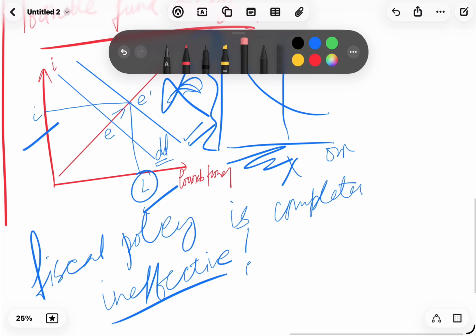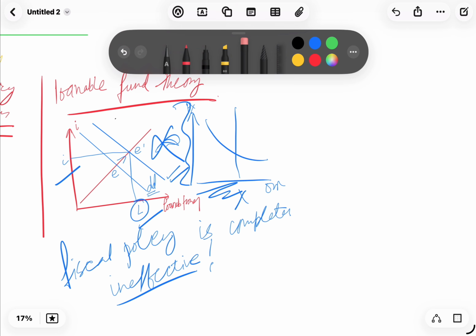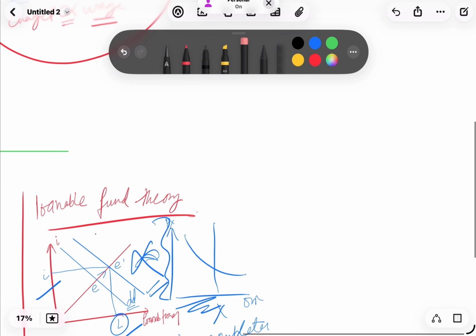So these are the things around the classical model. I'll meet you in the next session where I will speak about the pure Keynesian model.